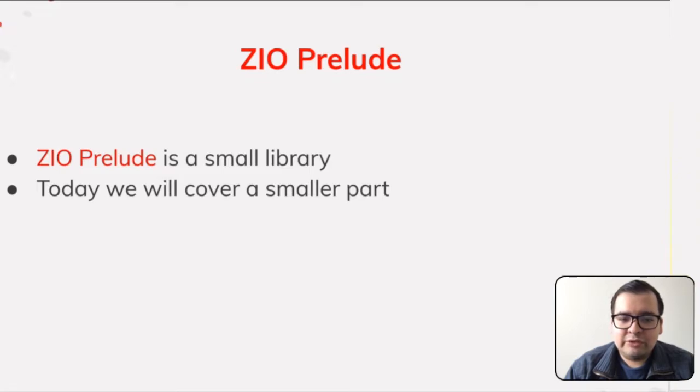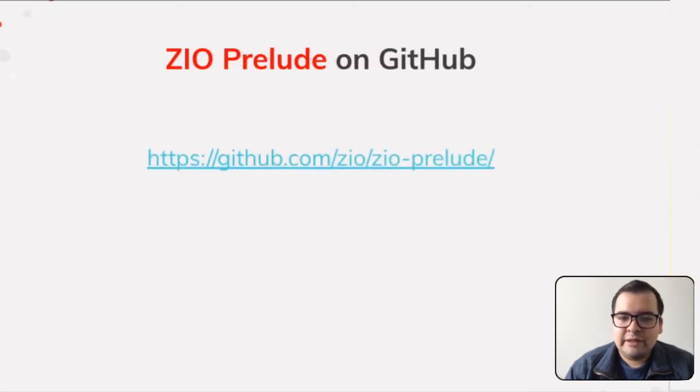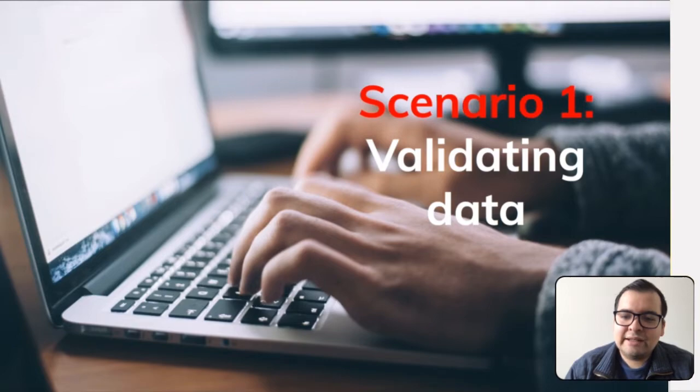So ZIO Prelude is a small library, and today we will cover just a smaller part of it. If you want to know more about the library, you can take a look at the ZIO Prelude GitHub page. And let's take a look now at our first scenario, validating data.